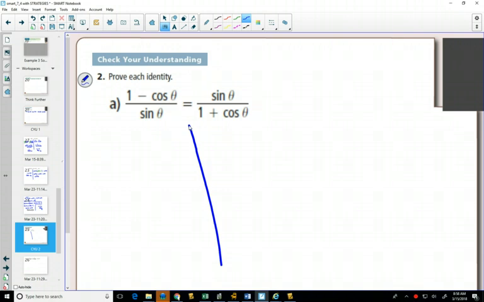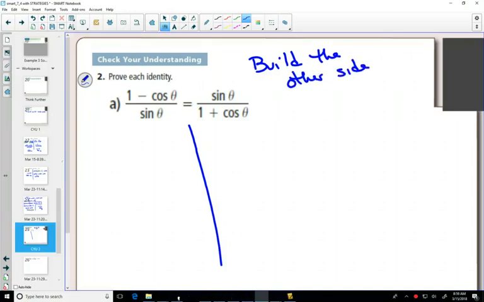And the new strategy is multiplying by 1. Which seems like, well, how is that going to help us? But I call this strategy build the other side. There's fancier names for this strategy. Mathematically, one of the things that we're going to do is multiply by the conjugate.